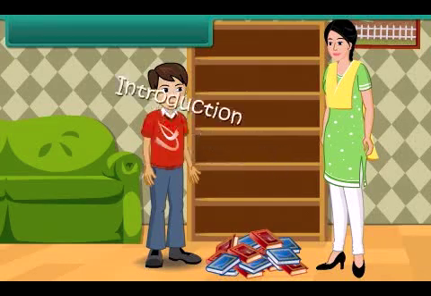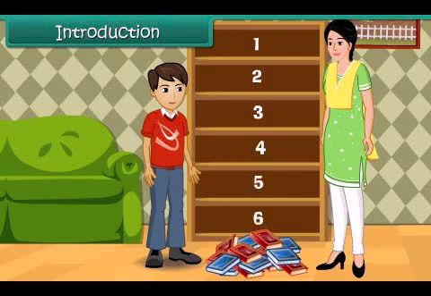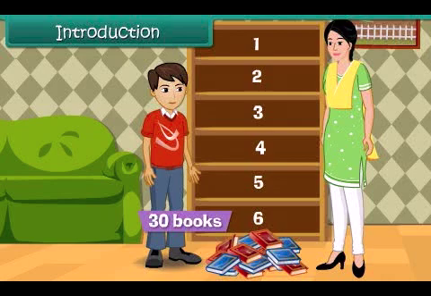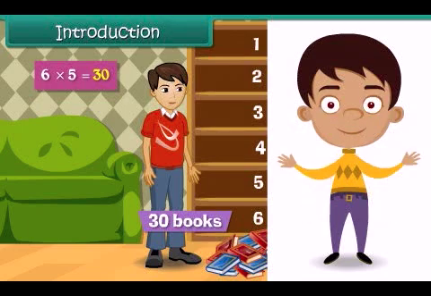Introduction. Look at this bookshelf. There are 6 sections in the bookshelf. Ram's mother asked him to arrange 30 books in the shelf with each section containing an equal number of books. Now how is Ram going to do the work? It is easy if Ram knew division. He has 30 books and 6 sections, so each section will have 5 books. Simple, isn't it? Do you want to learn how this is done? Let us together find this out.